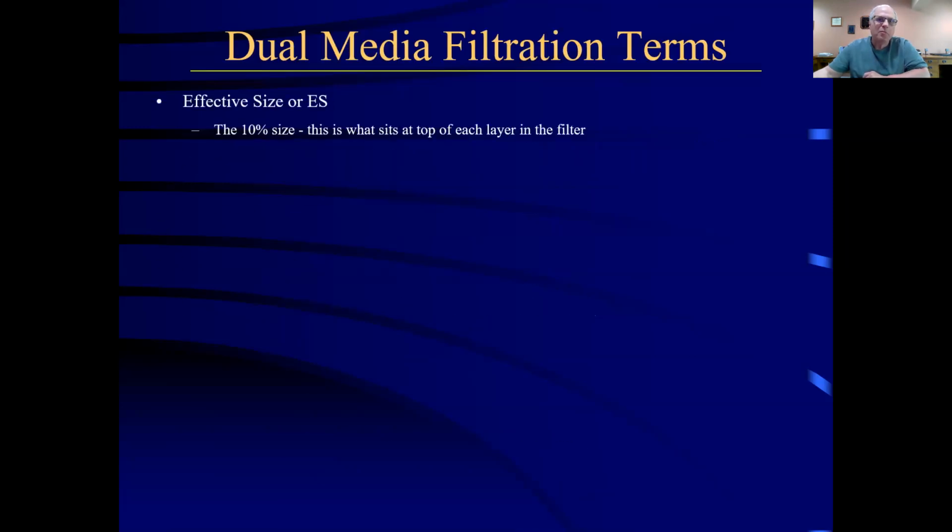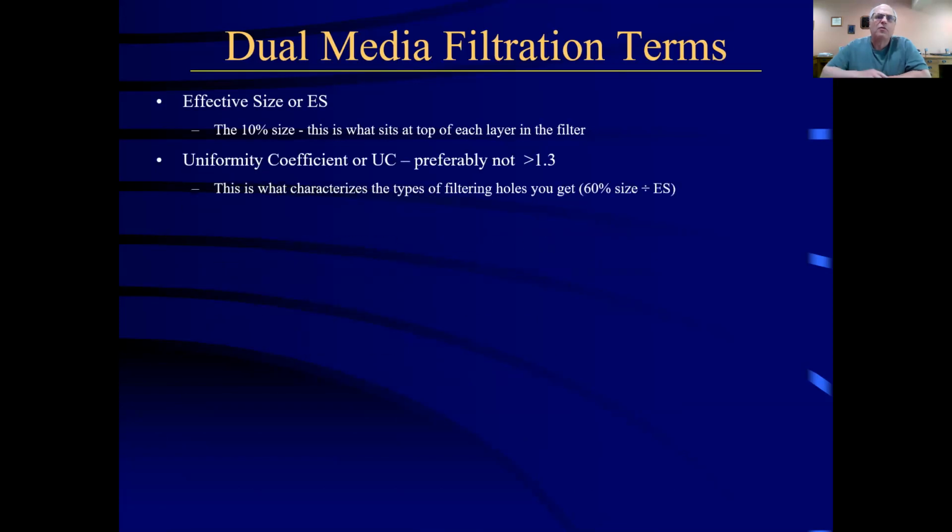So we need to be familiar with some of the filtration terms, because when the engineers come to talk to us, we're going to be lost if we don't understand what they're saying. So effective size, or ES, that's the 10% size of the media. I'm going to show you how they come up with those numbers to begin with. So 10% of the media size by weight is the effective size, and the uniformity coefficient, which should preferably not be greater than 1.3 in modern filters, is the 60% size divided by the effective size.